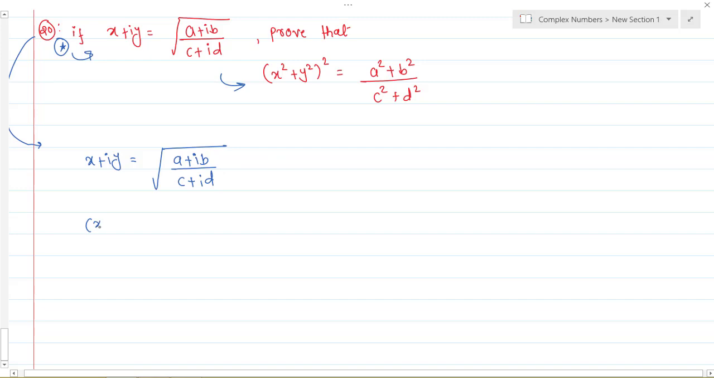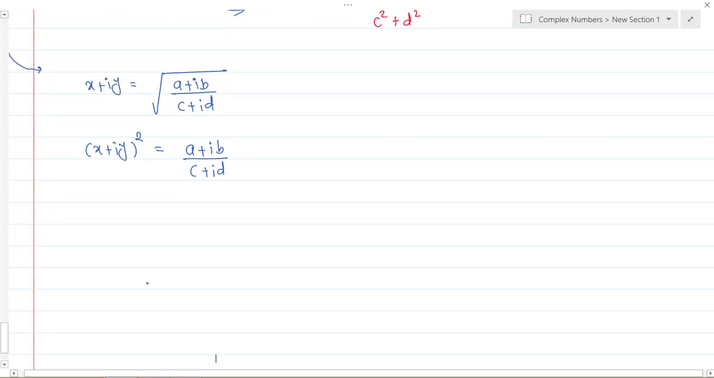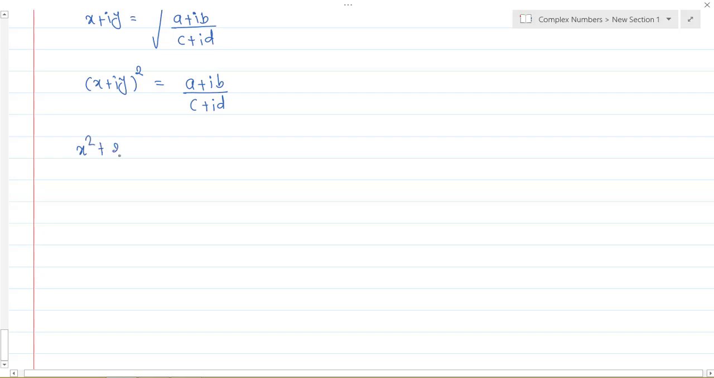Now if I take the squares on both sides, what I will be getting is x plus iy whole square equals a plus ib upon c plus id. Let's open this now. x plus iy whole square is x square plus 2xy into i minus, see here, now I am writing i square and y square. i square is minus 1, so it's a minus of y square. It is equal to, see, the thumb rule says that we do not want any imaginary part, any complex number, in the denominator. So let's remove this. How do you remove this? Just multiply and divide by its complex conjugate. So it's a plus ib upon c plus id into c minus id upon c minus id. I am just dividing and multiplying by the complex conjugate of this complex number. So this is equal to x square minus y square as the real part plus 2xy as the imaginary part.